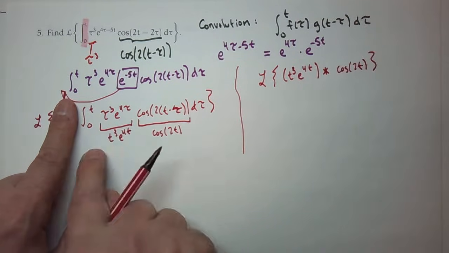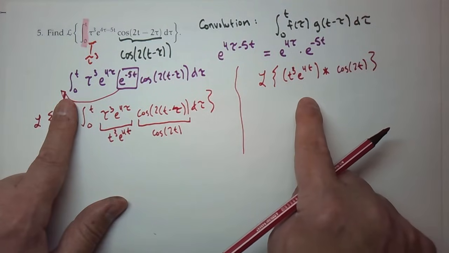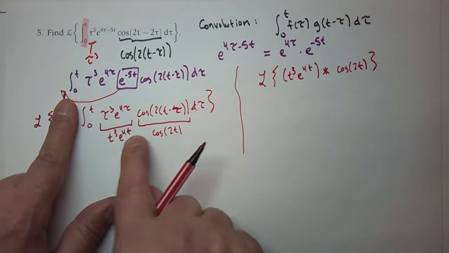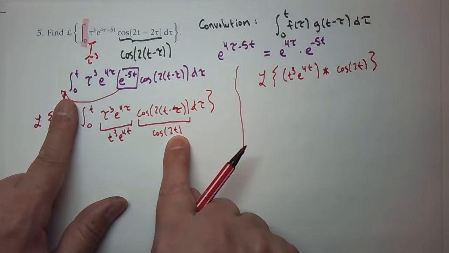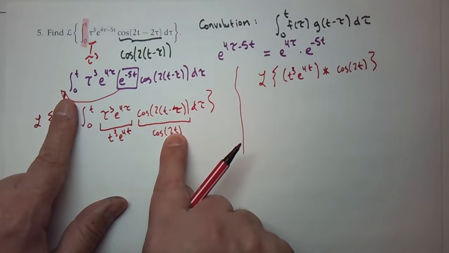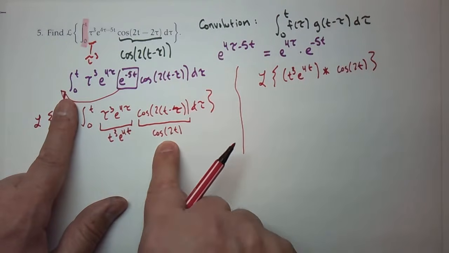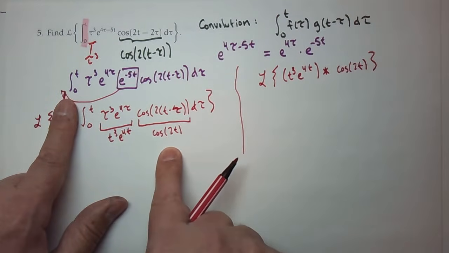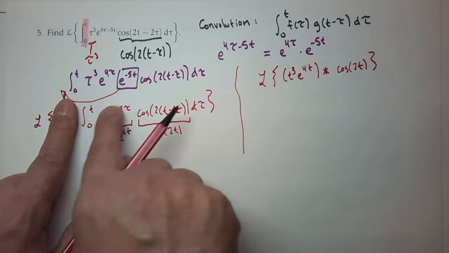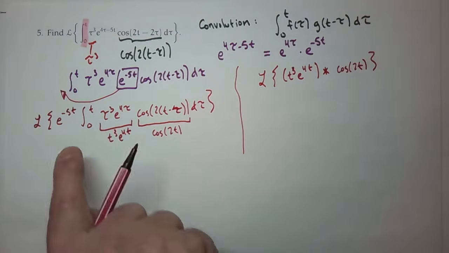So that's just the integral part. All right? Do you see where the t cubed e to the 4t and the cosine 2t came from? You want to make sure you can spot the functions. Essentially, anything with the t minus tau goes into your g, and just replace t minus tau by t. Anything with only tau becomes your f, and replace tau by t. Okay, so we're going to come back to this in a second.